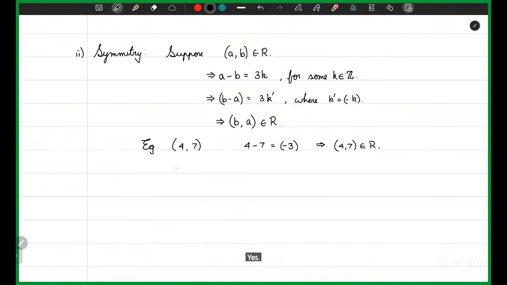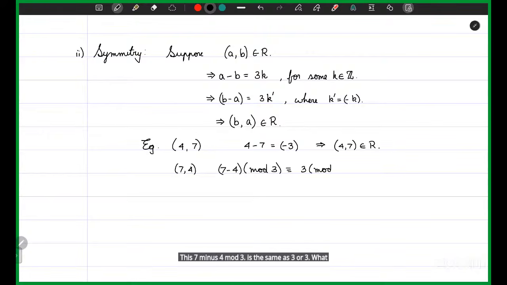And what about 7 comma 4? 7 comma 4 also, if I do this, 7 minus 4 mod 3 is the same as 3 mod 3. What is 3 mod 3? That is also 0, which implies 7 comma 4 is in R.